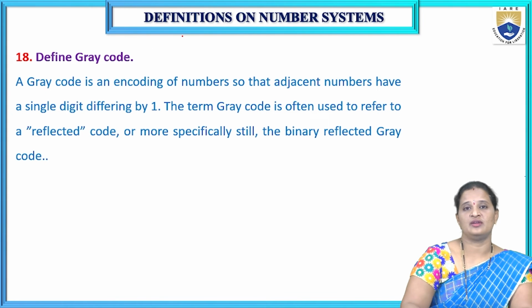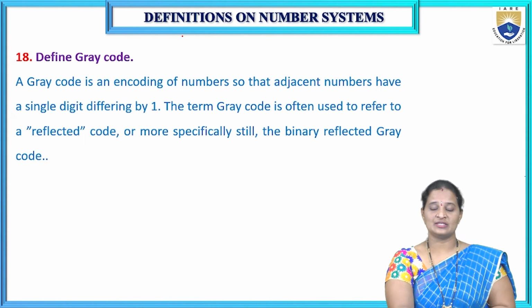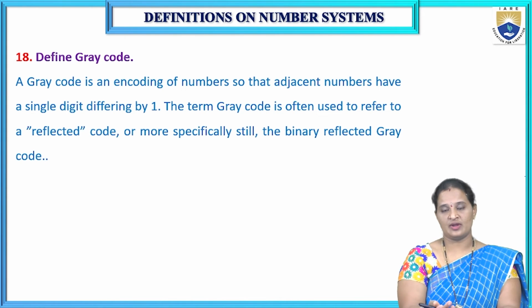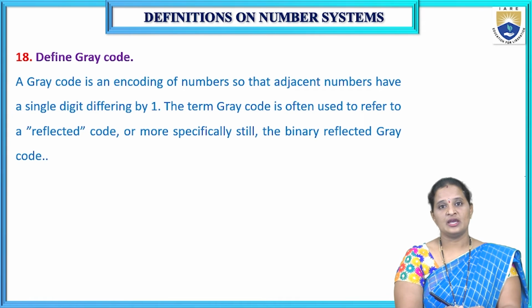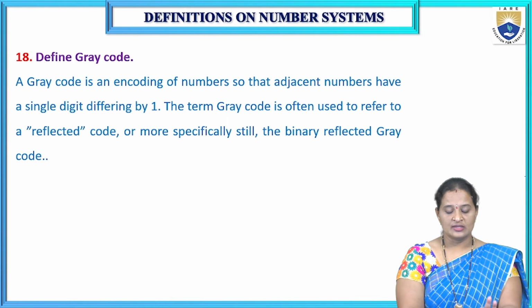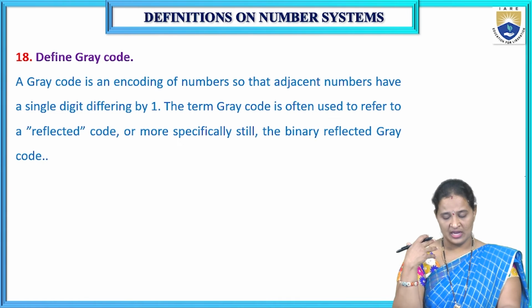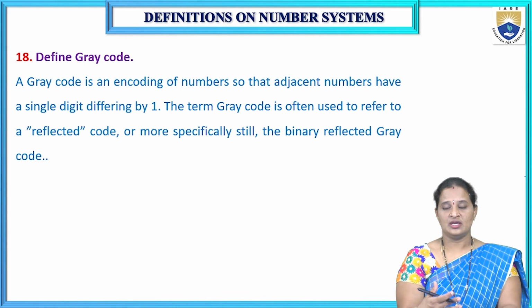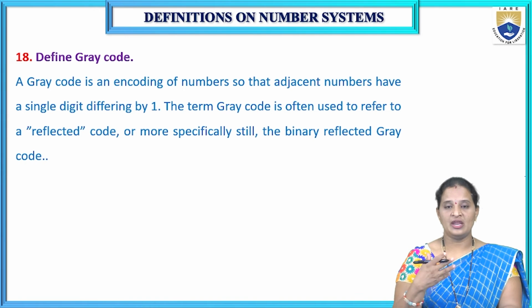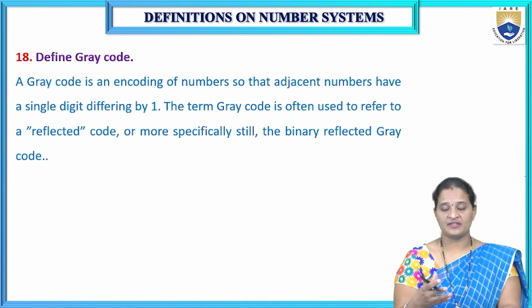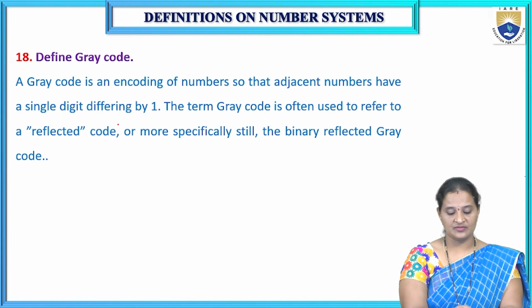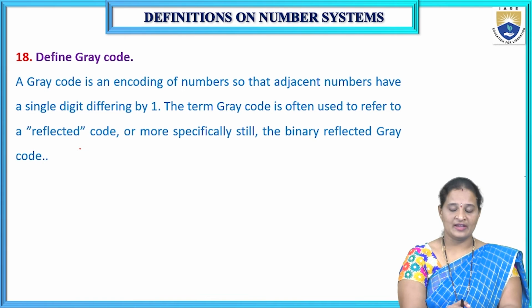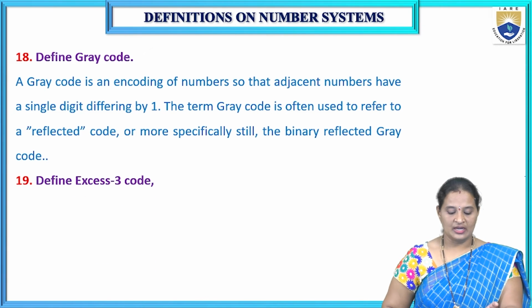So the Gray code is also called a unit distance code, and another name for Gray code is reflected code. Why? Because the last half of the Gray code is a mirror image of the first half of the Gray code. That is why we can also call this a reflected code. So this is about Gray code.